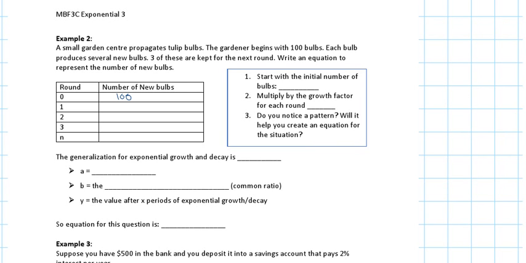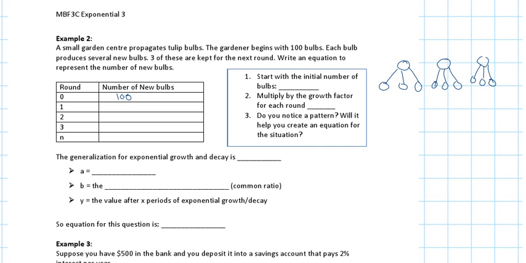Now what's happening to the number of bulbs after each round? It's increasing, right? Each bulb is going to produce how many bulbs? 3. Each bulb is going to produce 3 new bulbs. So how many new bulbs do I have in the first round? 100. But each one is producing 3 more. If I have 100 and each one is producing 3 more, how many would I have?